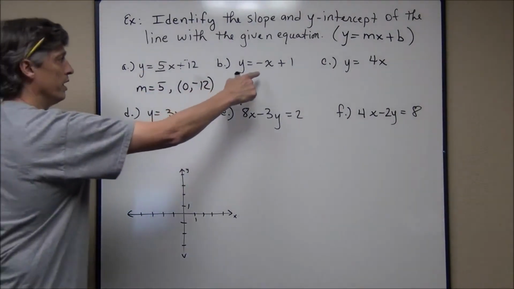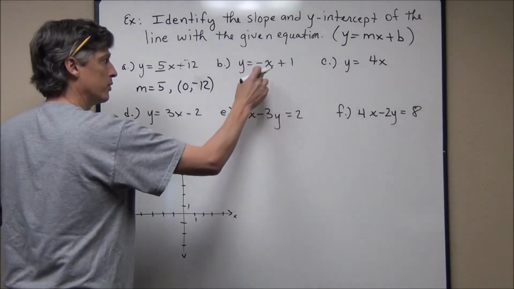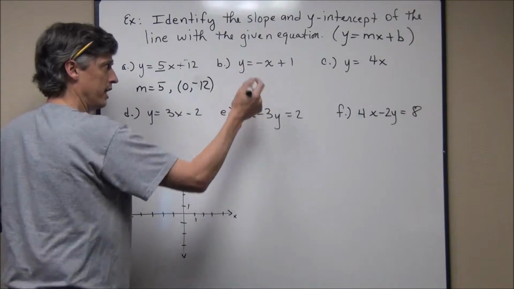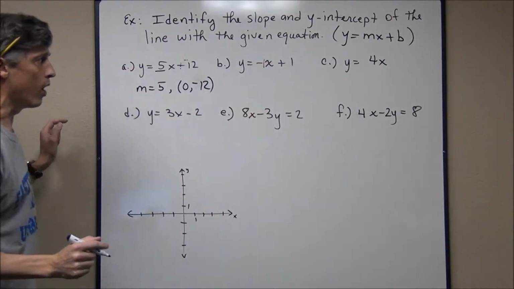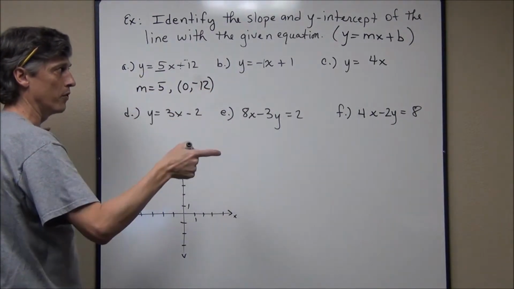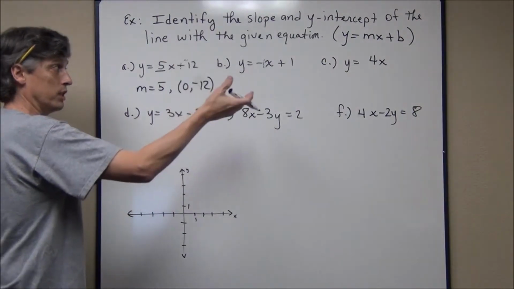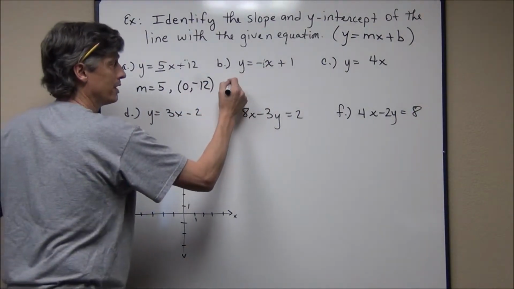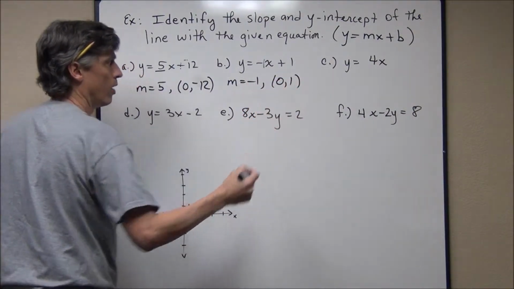Over here, you say, well, this isn't slope-intercept form. You've got y equals, that looks good, but there's no number in front of the x, just a negative sign. Well, what that means is the same as if there was a negative 1. Remember, it's understood that there's a 1 in front of the variable if there's no other number written down. If that negative sign wasn't there and it just said x, that would be slope 1. But in this case, my slope is negative 1 and my y-intercept is 0, 1.